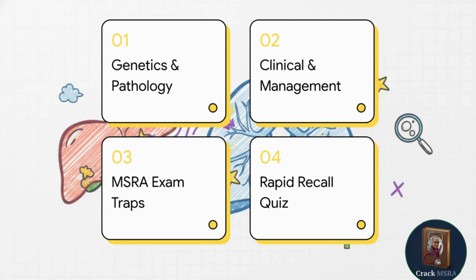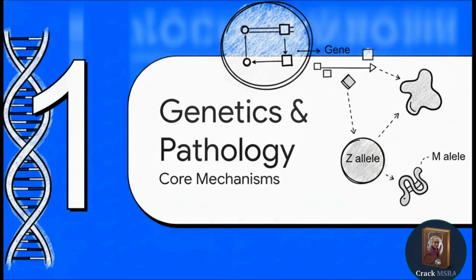Here's our game plan for today. We'll start with the genetics and pathology basics, move into clinical signs and management, tackle those high-yield MSRA exam traps, and finally wrap things up with a rapid recall quiz to lock it all in. Okay, let's kick things off with part 1, genetics and pathology basics.